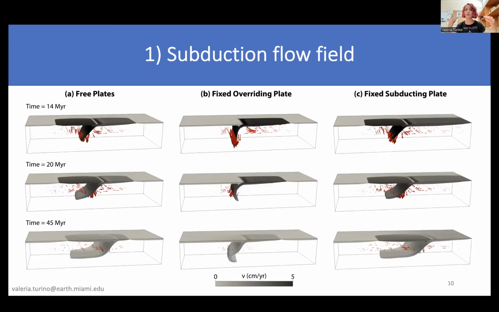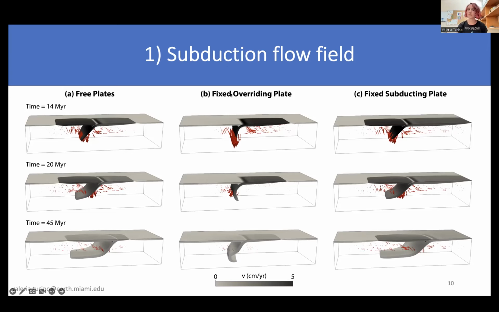Also, convergence rate is going to be very high towards the early stages of subduction. And then as the slab starts to interact with the lower mantle, everything is going to slow down. The free plate case and the fixed subducting plate case, so if our overriding plate is free to move, basically show the same slab morphology evolution, and both components of the flow field remain very vigorous throughout the whole model run.